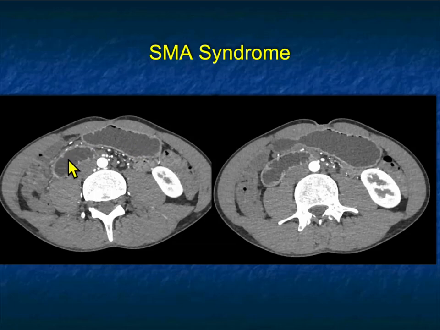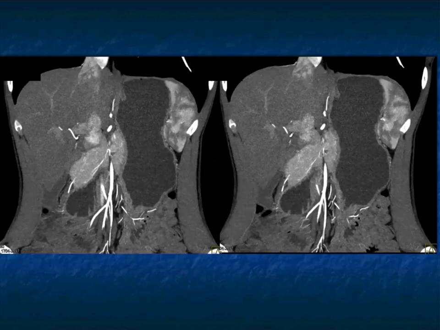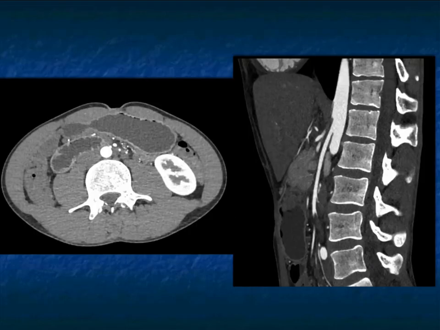So again, what you want to do protocol-wise, give the patient at least 500 cc's of water. Ideally, 1,000 would be great. Here's the duodenum. You can see it's dilated right till it reaches the SMA. And that's a patient with SMA syndrome, very nicely shown here on the coronal MIP imaging. And again, shown here as well.